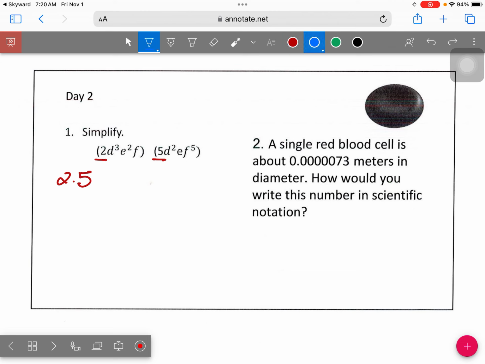D to the third and d to the second. So I'll write those down. D to the third times d to the second. So you're looking for things that have the same base. And then I have e to the second and e. What is the exponent on that e? It is a 1. It's 1 understood. Put a 1 on it.